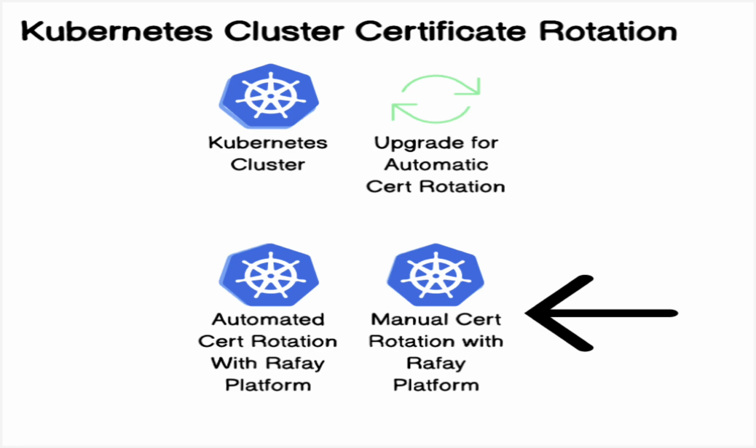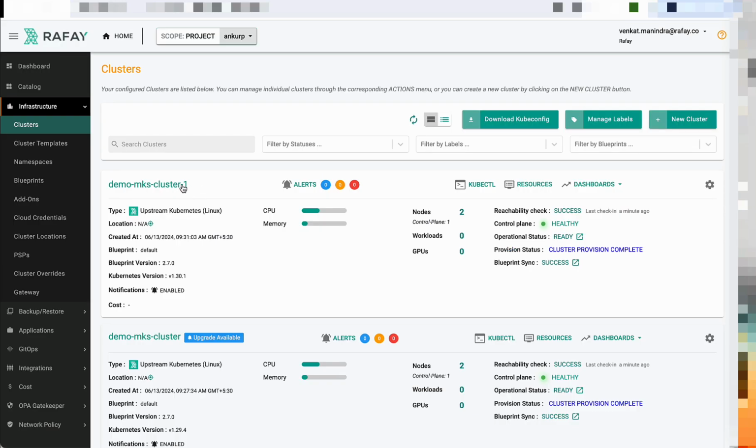In this video, I am going to show you manual rotation through our platform, and we also do automatic rotation. As I said, we send an expiry email alert, and based on that, our system automatically upgrades the managed Kubernetes clusters through the Rafay platform. Now let's look at how we can do manual certificate rotation. If you see, these are my two clusters.